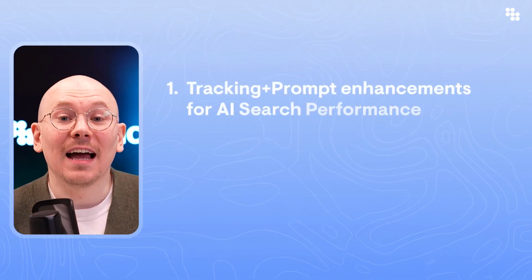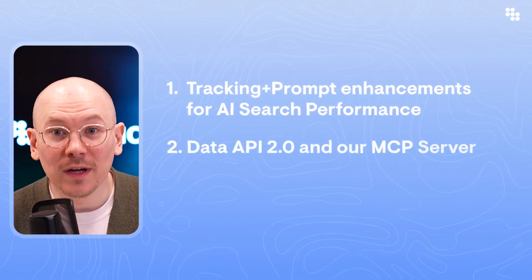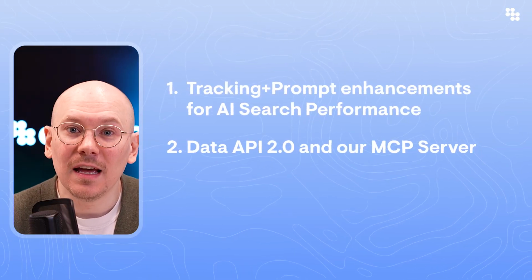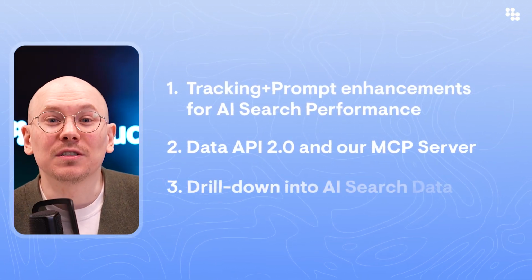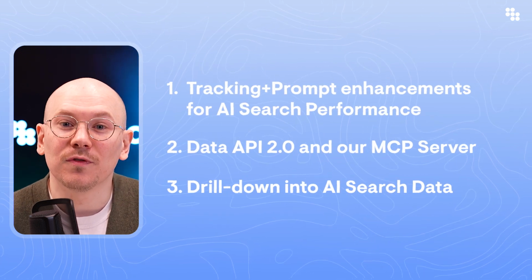In this episode, we're going to be talking about tracking and prompt generation enhancements in AI search performance, the brand new Data API 2.0 in Conductor's MCP server, which plugs directly into ChatGPT, and finally, a greater ability to drill down into your AI search data and how you might use that intelligence to inform your strategy.